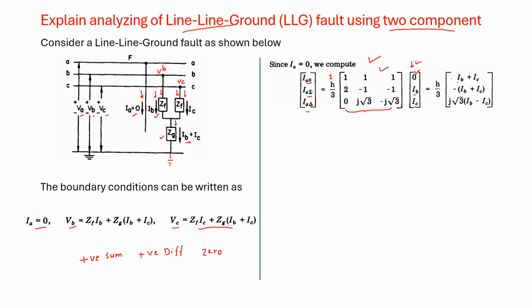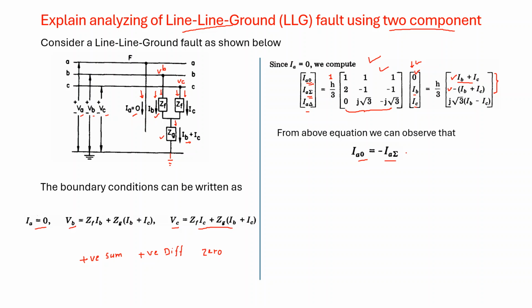So this is IB plus IC which is equal to I naught, and I summation is equal to minus IB plus IC, and I delta is equal to j root 3 into IB minus IC. Now from this equation we can say that I0 or I naught is equal to minus I summation. You can see here these two are equal and they are with minus sign.